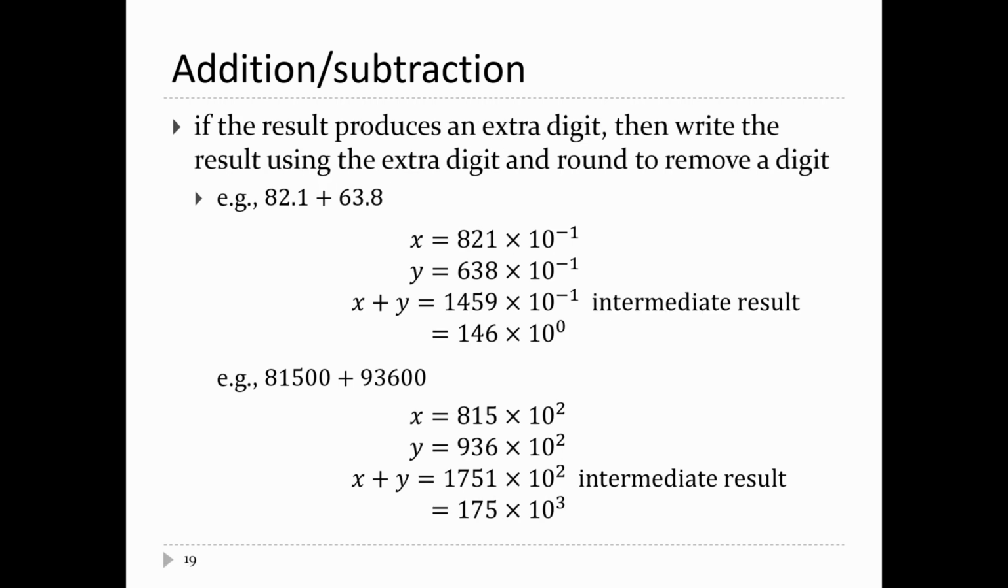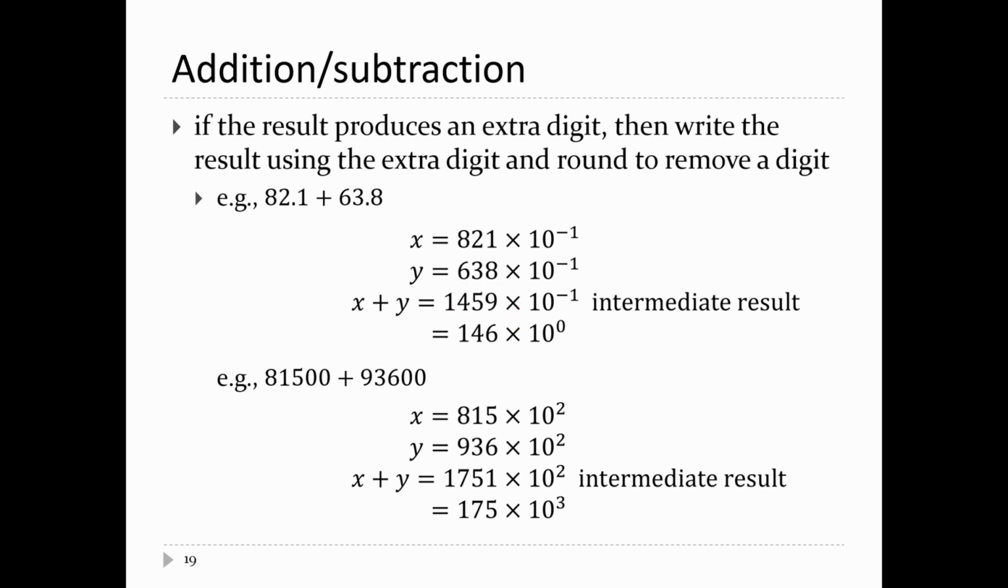Now obviously if you're adding two values, you might end up generating an extra digit. If you add two values whose integer parts are both bigger than 500, you're going to end up with an integer part that's greater than 999. So what do you do? You just do the exact same thing. You write down 82.1 as 821 times 10 to the minus 1, and you write out 63.8 as 638 times 10 to the minus 1. Go ahead and add. This is our intermediate result now, so you take the sum, and you end up with four digits.